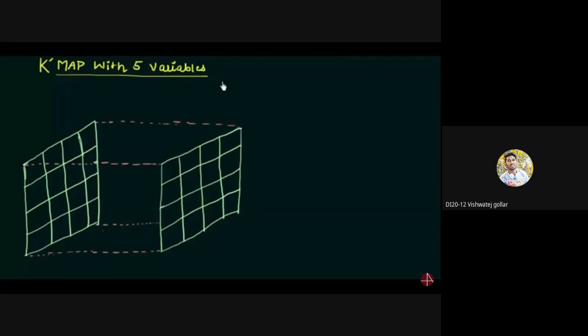So let's say we have a function f, and as there are 5 variables involved, let's name them A, B, C, D and E. These are our 5 variables. If I make the truth table of these 5 variables, as there are 5 variables, 2 to the power 5 gives us 32. So there are a total of 32 possible combinations of A, B, C, D and E.